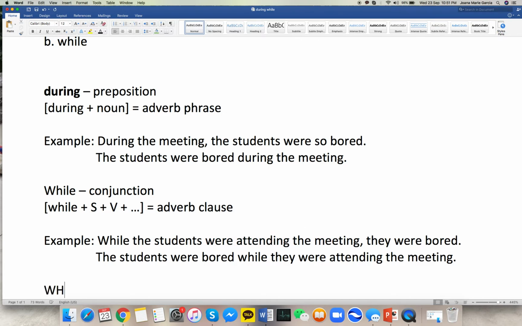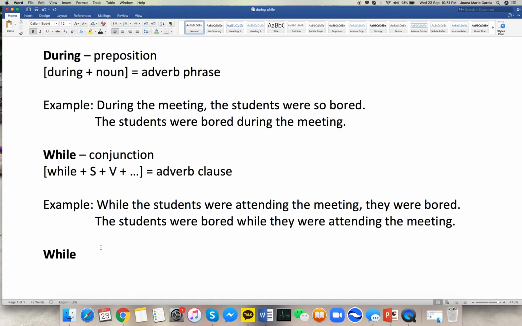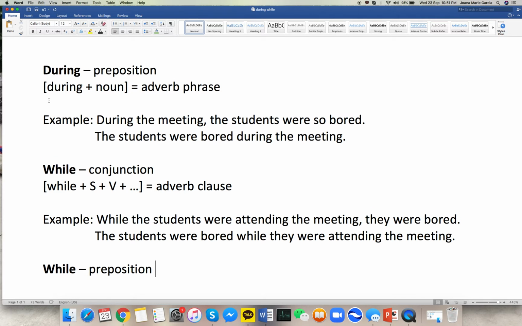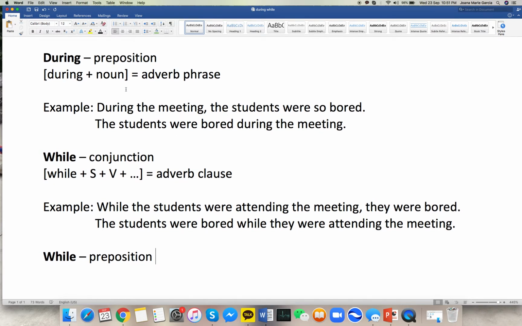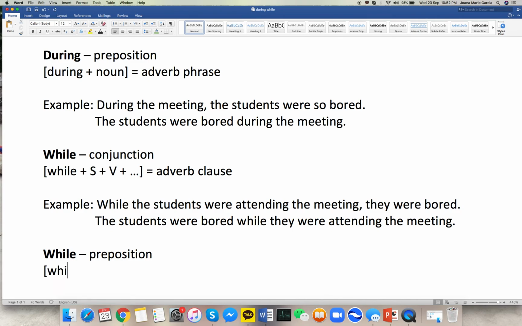Now, another use of while is as a preposition. The word during can also be used as a preposition, but what is the difference? You have to remember this: during plus regular nouns. If you're going to use while, you have to use it with a gerund. Gerunds are also nouns, but they are originally verbs in ing form. So while plus gerund, and of course, that is also considered an adverb phrase.